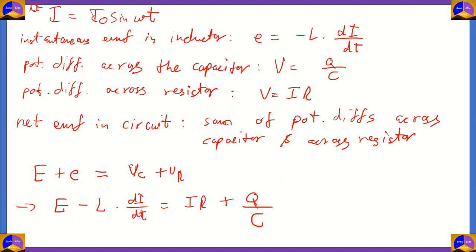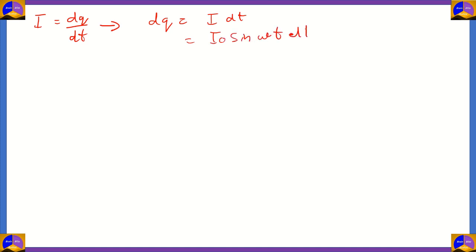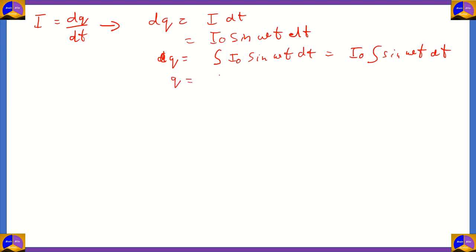So now what we're going to do is take I as dq by dt. So from there you get dq equals I dt. The value of I is I naught sine omega t, so dq equals I naught sine omega t dt. The value of q will be the integral of I naught sine omega t dt. So I naught goes out, and inside the integral it's sine omega t dt. So the value of q will be equal to minus I naught cos omega t divided by omega. So this is the value of the charge here.